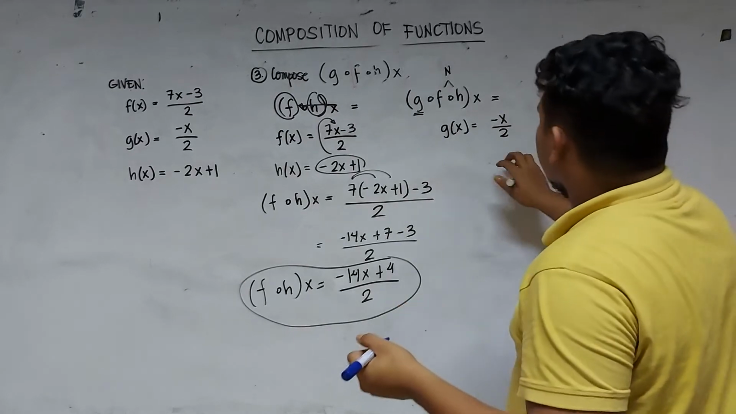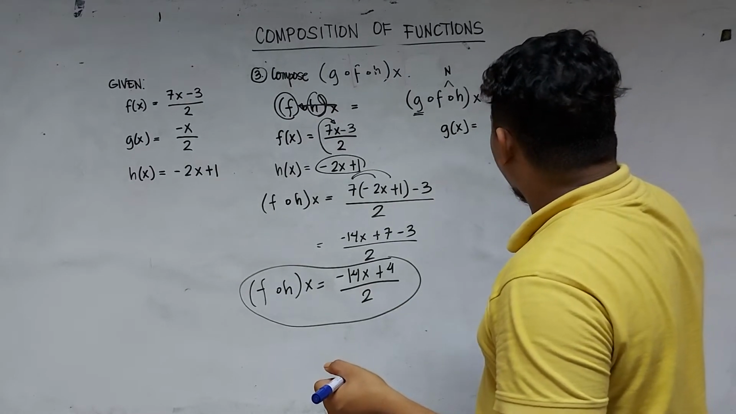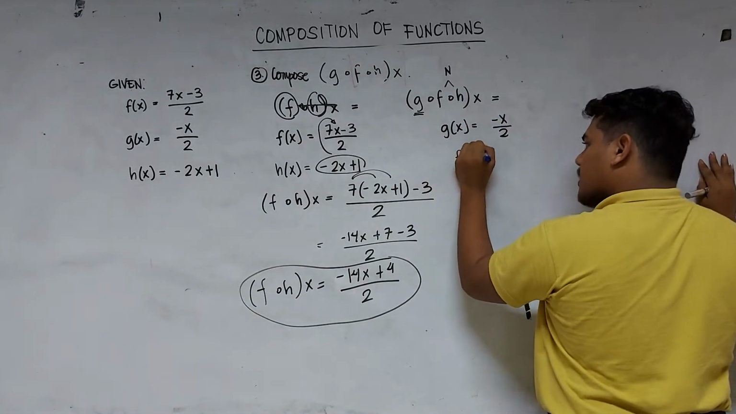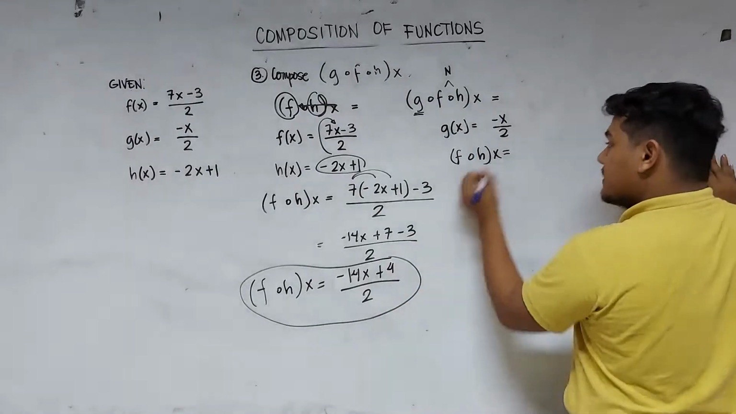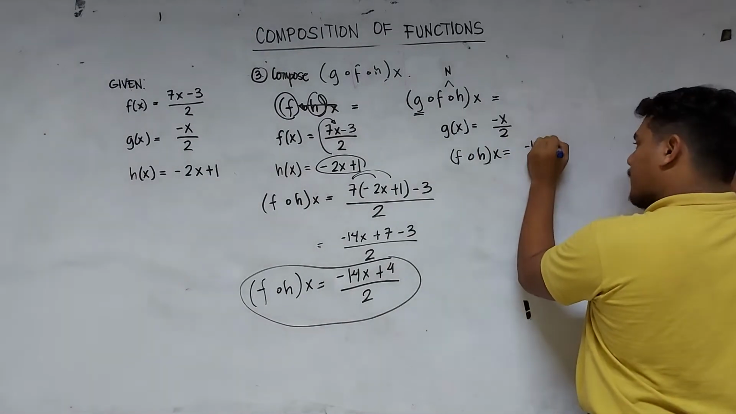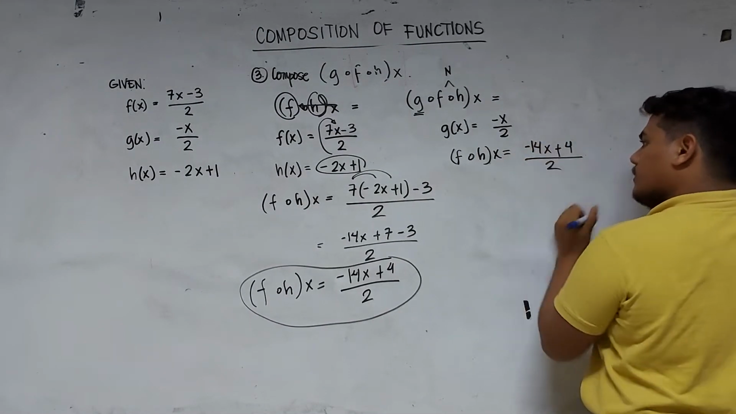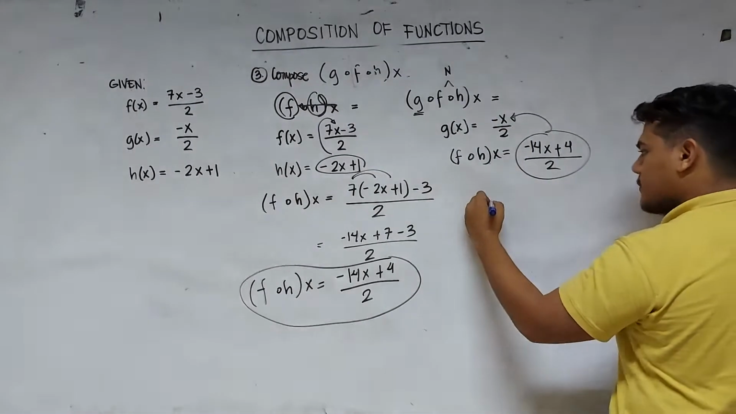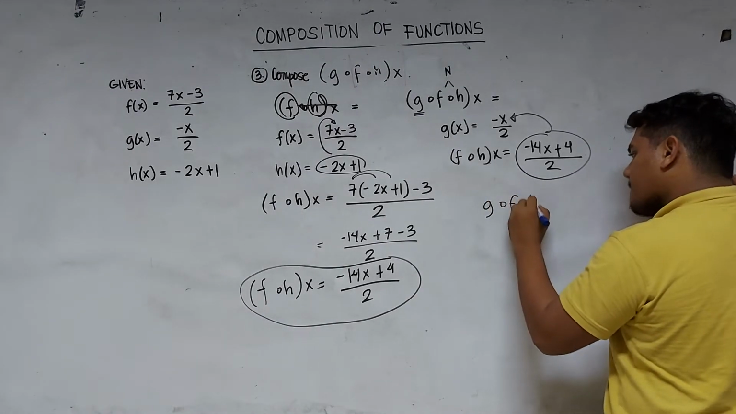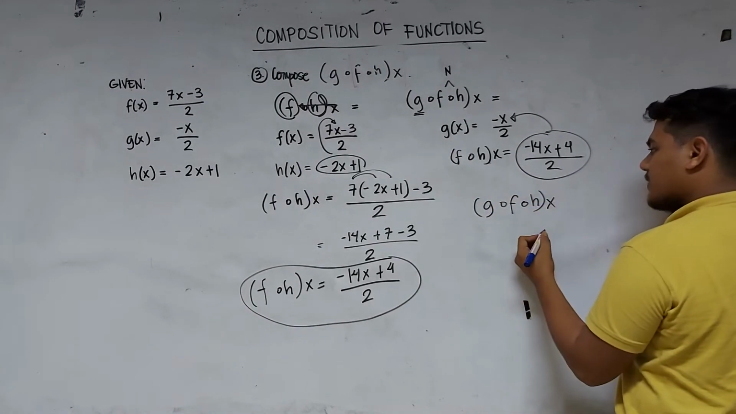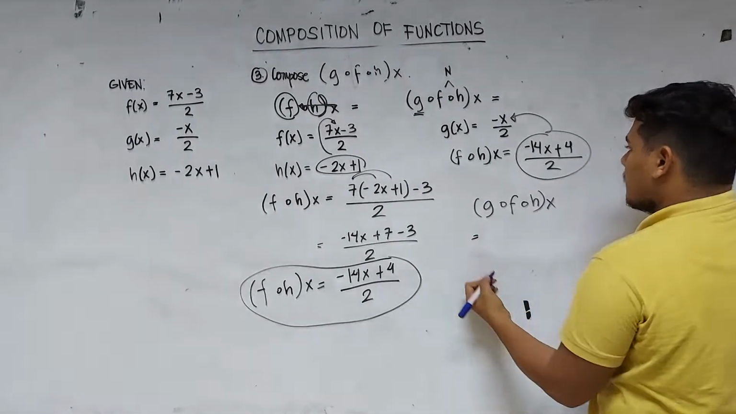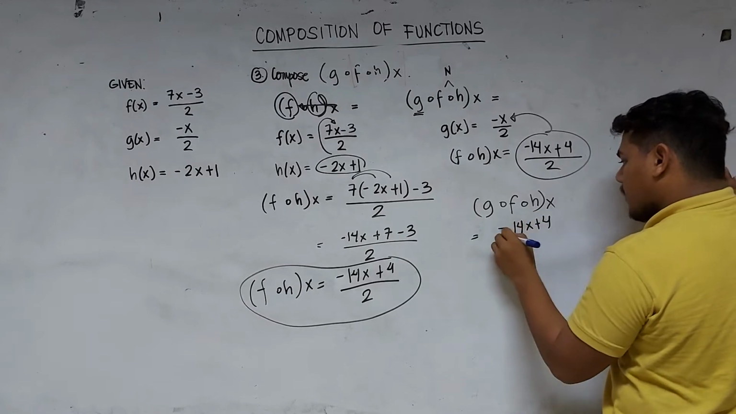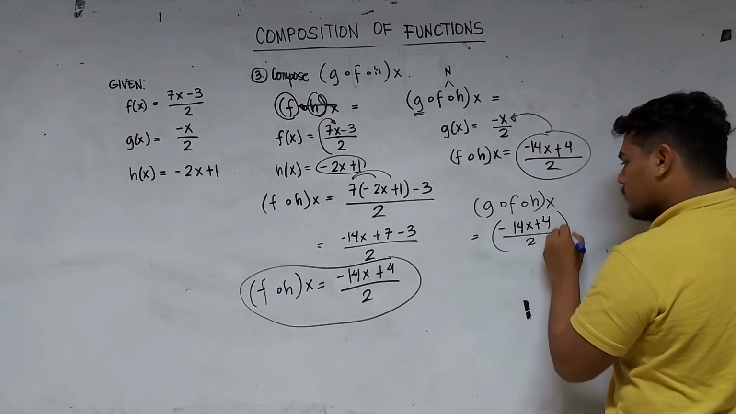What do we do next? So, negative x over 2, we replace x with the value of f of h. What is the value of f of h of x? The value is negative 14x plus 4 over 2. So we insert that value. What happens next? We have g of f of h of x, right? So this becomes negative 14x plus 4 over 2.